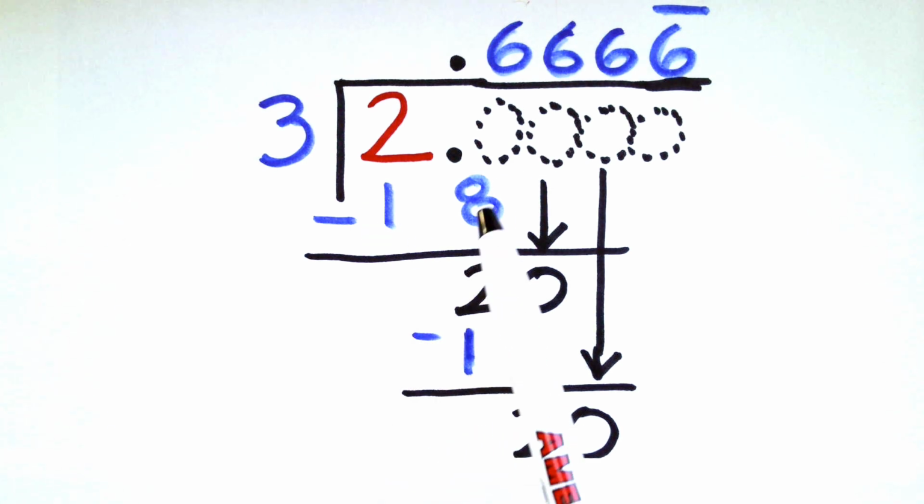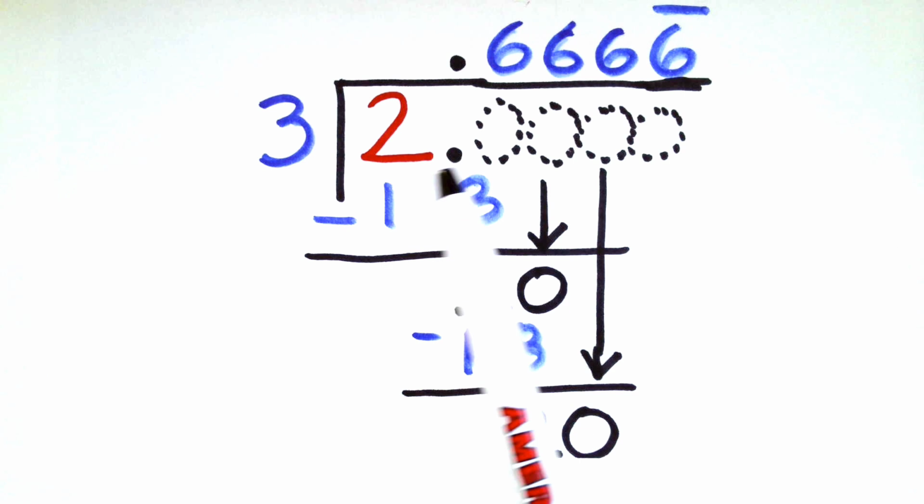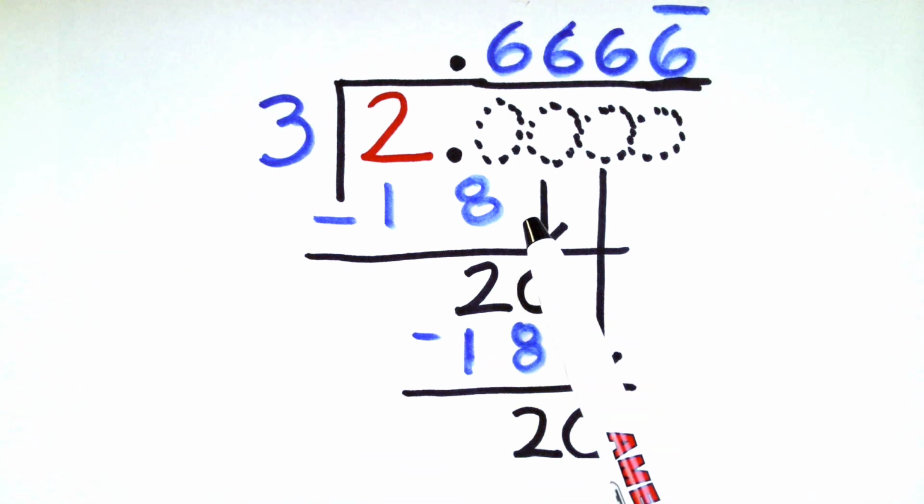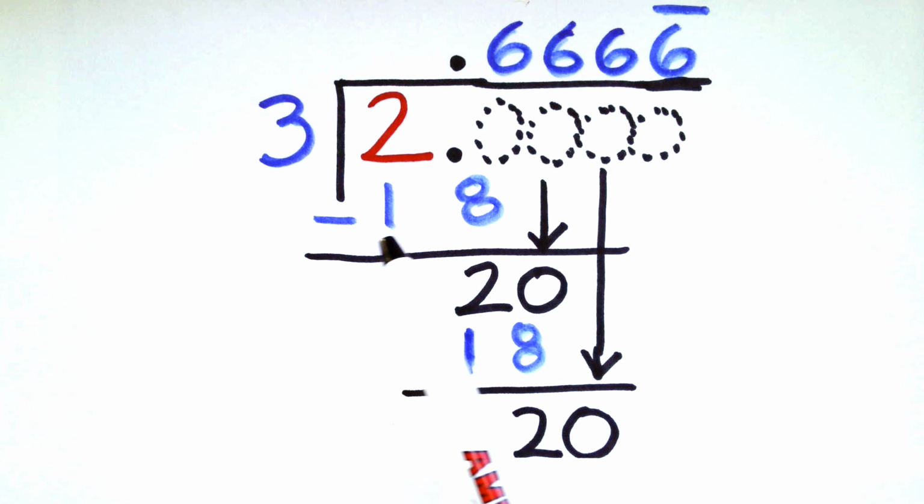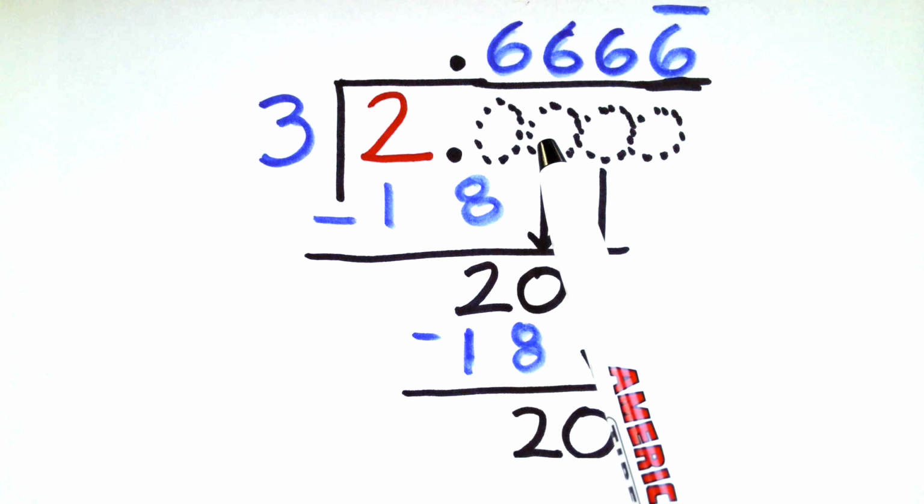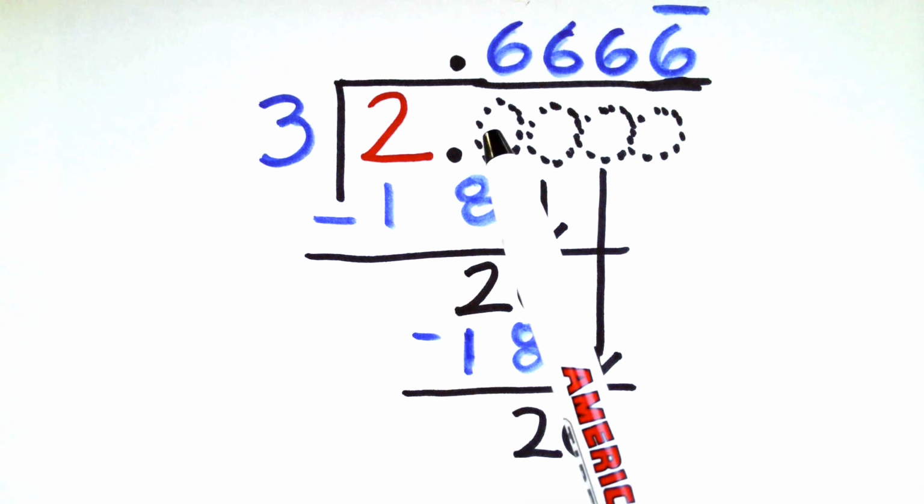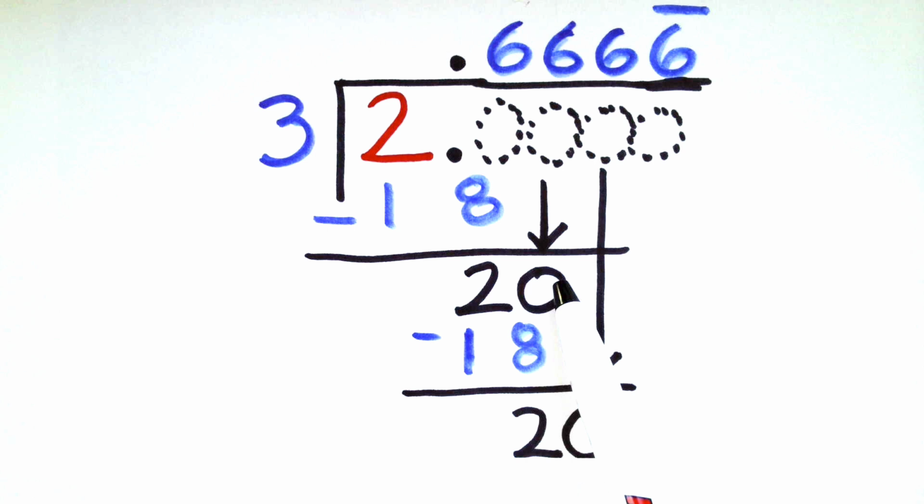Now I'm going to subtract the product. Product is the answer to a multiplication problem. 3 times 6 is 18. So 20 minus 18 gives me a remainder of 2. I'm going to take the digit to the right, which happens to be a 0, bring it down and attach it to that 2, which is 20. Wait a minute, I just did 20. I'm going to do 20 again.